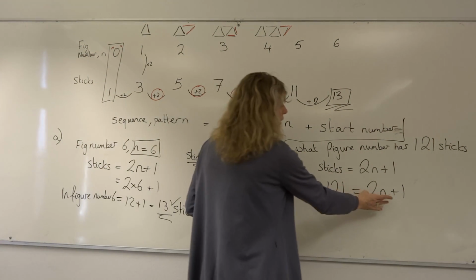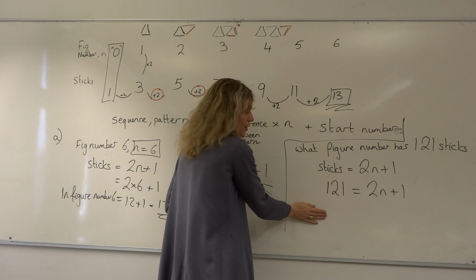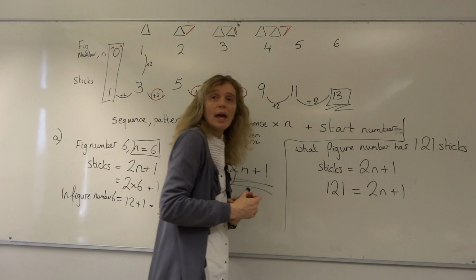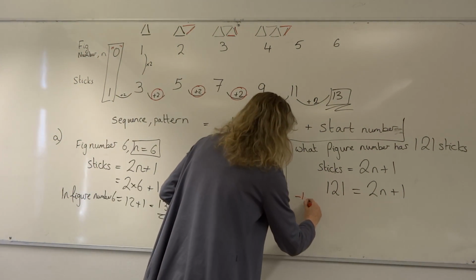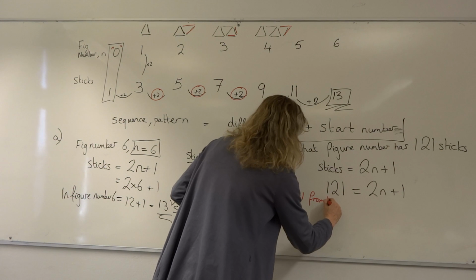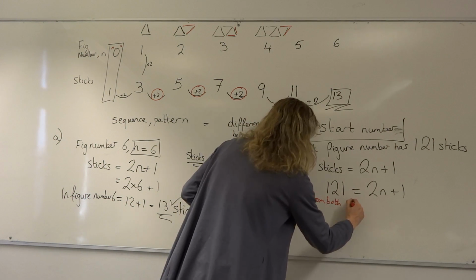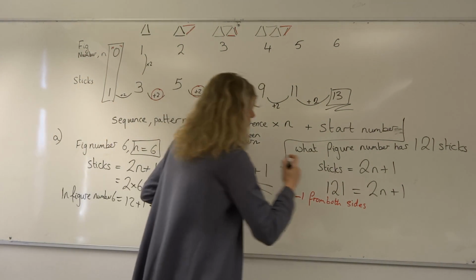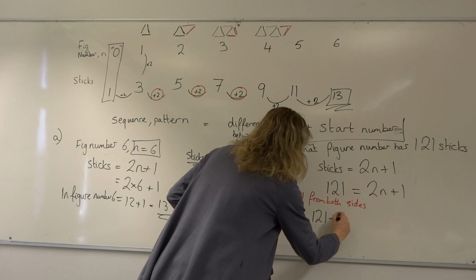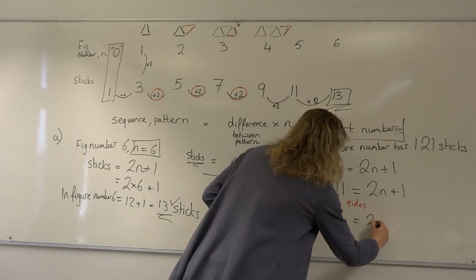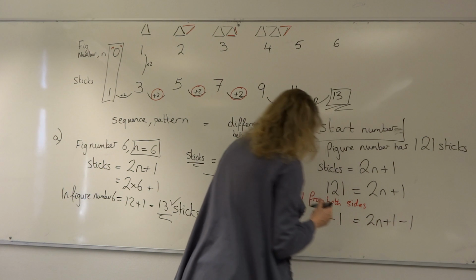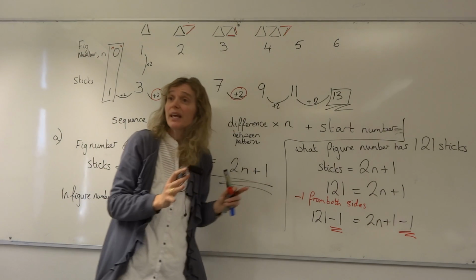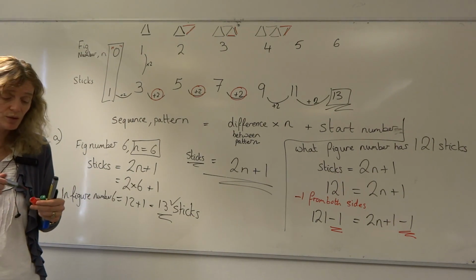We want all the letters on one side and all the numbers on the other. So if we want to get rid of this plus 1 here, we can take away 1 from both sides. We're allowed to do whatever we want in maths as long as we do the same thing to both sides. If I take away 1 from both sides, I get 121 minus 1 equals 2n plus 1 minus 1. Here I've taken away 1, and here I've taken away 1. Everything else is the same, so I'm allowed to do that.